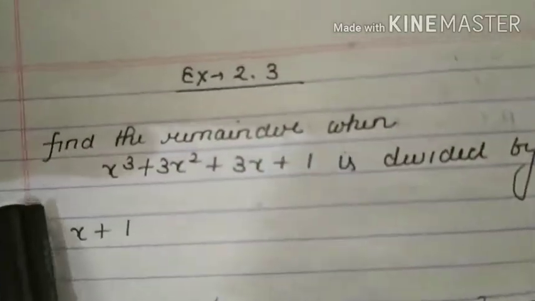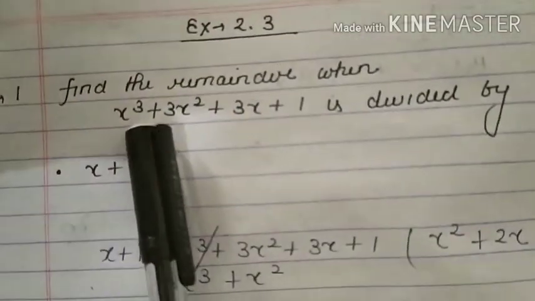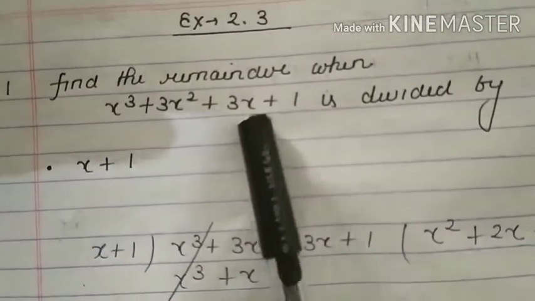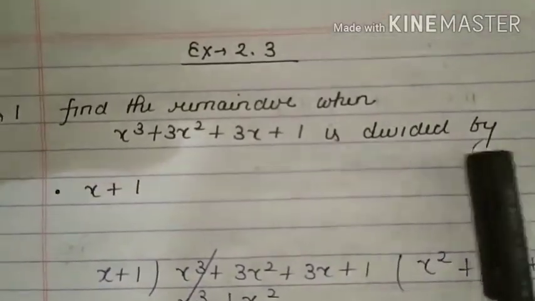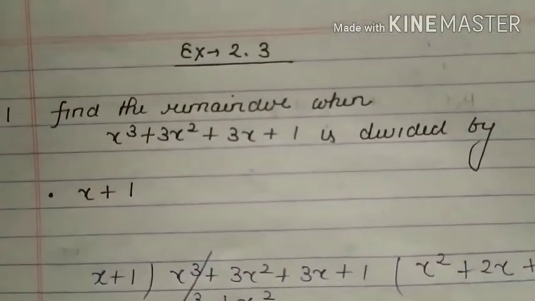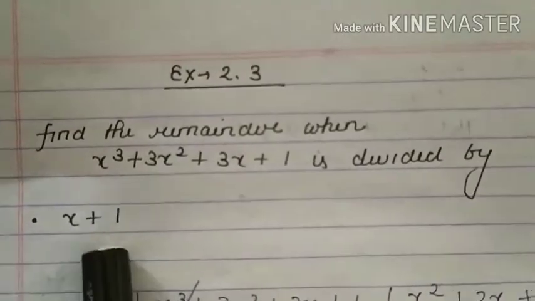Now exercise 2.3. Question 1: Find the remainder when x cube plus 3x square plus 3x plus 1 is divided by x plus 1. You have to tell the remainder when this polynomial is divided by this.